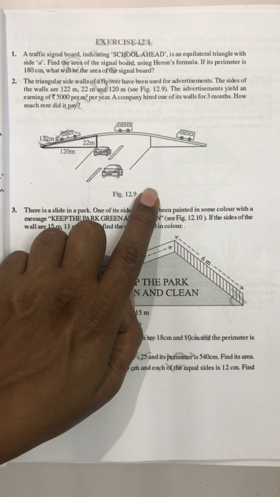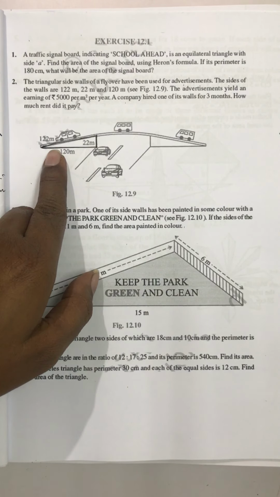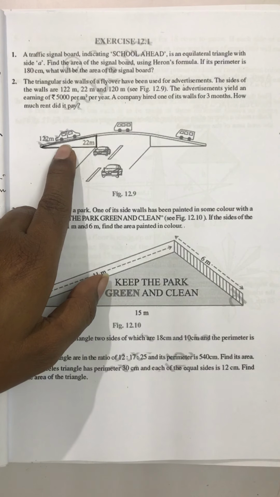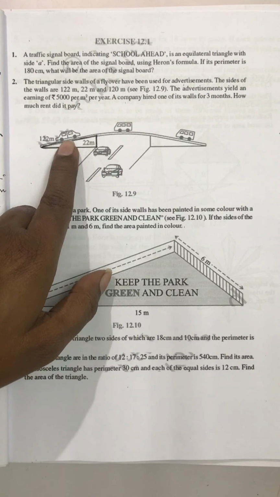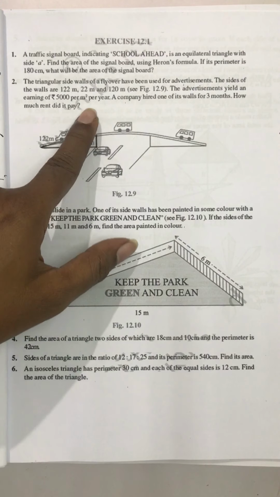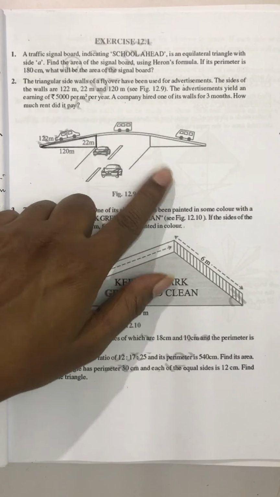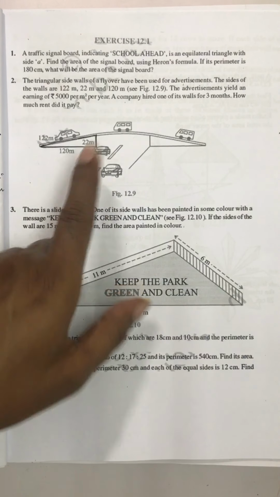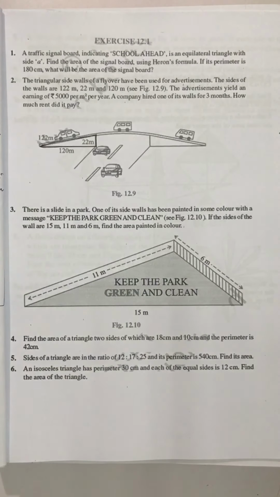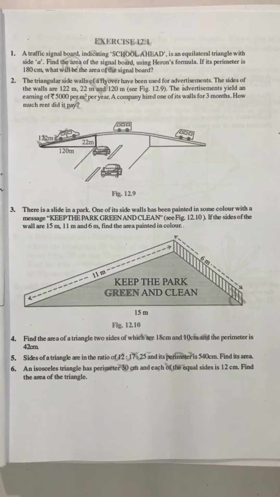The advertisement yields an earning of 5,000 per meter square per year. So if anybody is going to use 1 meter square over here, he is going to pay 5,000 per meter square per year. A company hired one of its walls, only one wall, not the two walls, for 3 months. How much rent did it pay? For that I first have to know the area of the whole triangle.